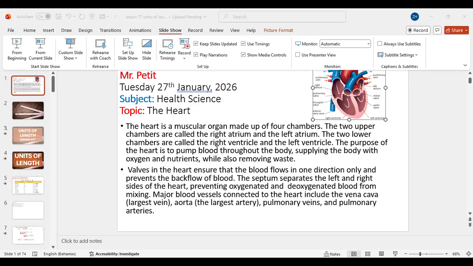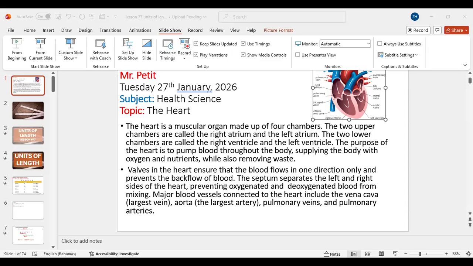Okay, what do you have for that one? What are you going to put? Left and right. Ventricles? Yes, sir. But they say upper chambers though.